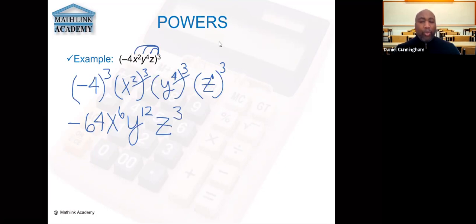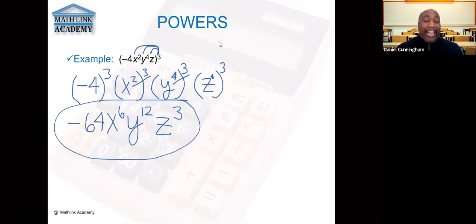We still have one term. Our final answer would be one term: negative 64, x to the 6, y to the 12, z cubed.